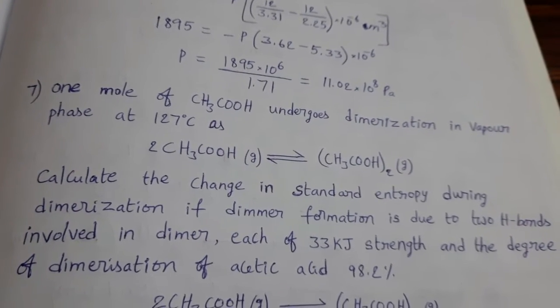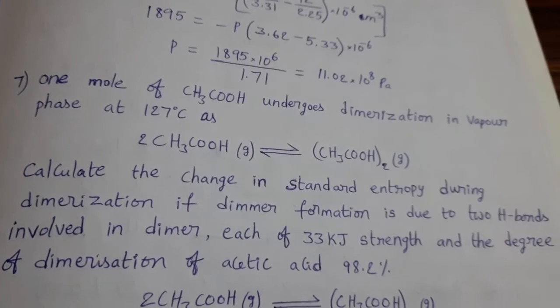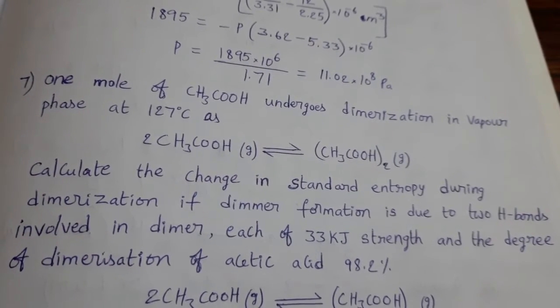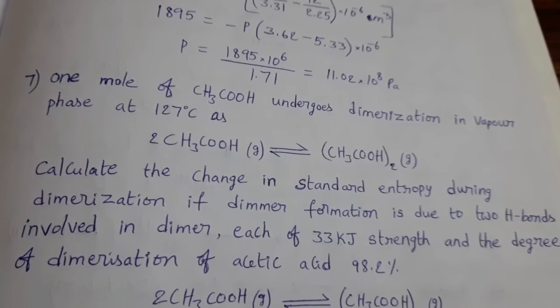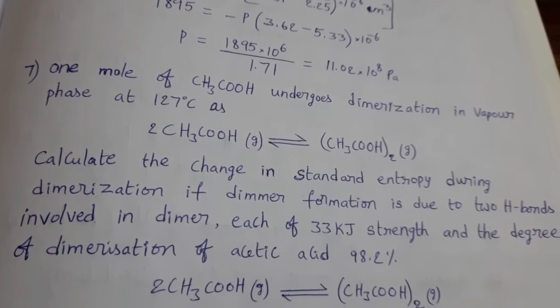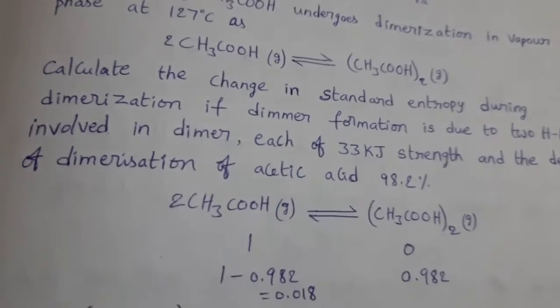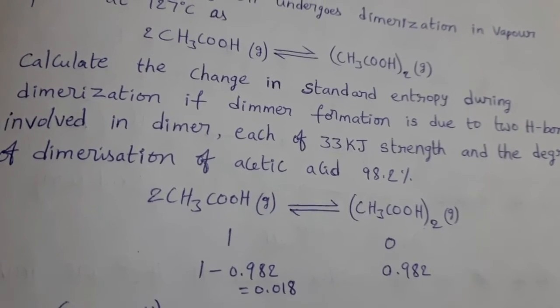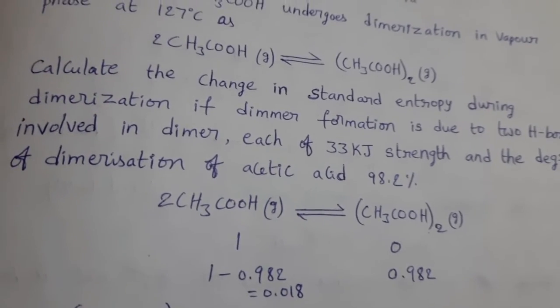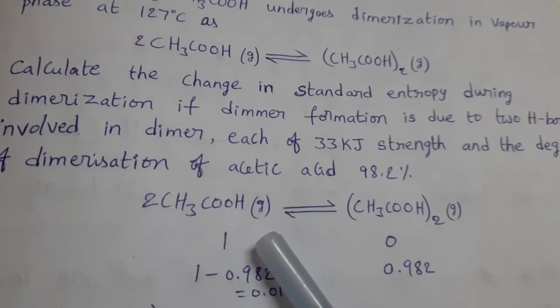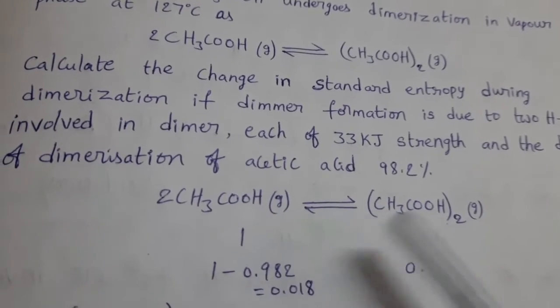Each hydrogen bond strength is given 33 kilojoule. Then we have to find out change in standard entropy, delta S naught. We should find out. Okay. So initial moles, let it be 1. Initially only reactant is present, no product, so 1 mole, 0.